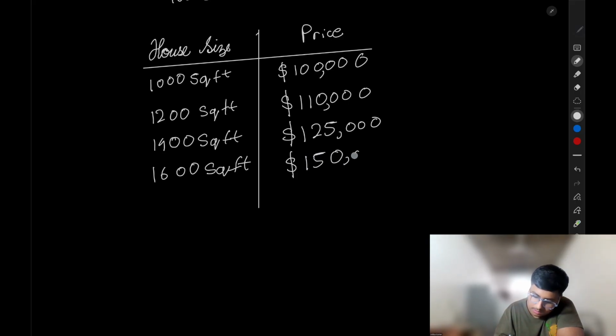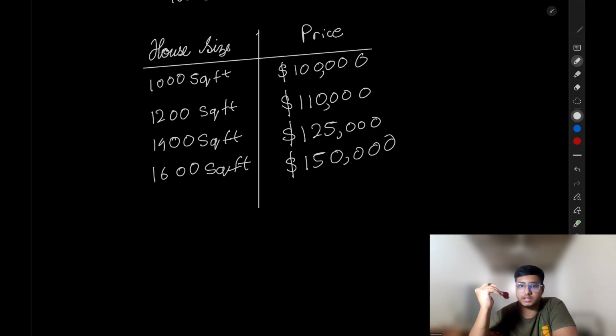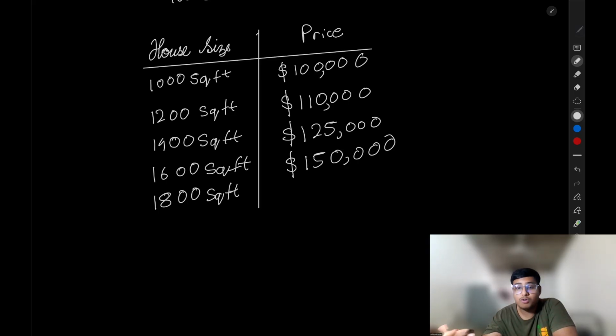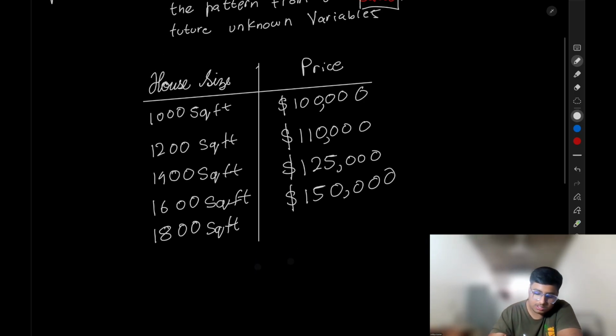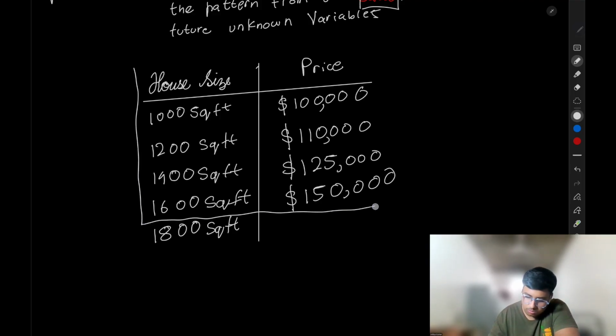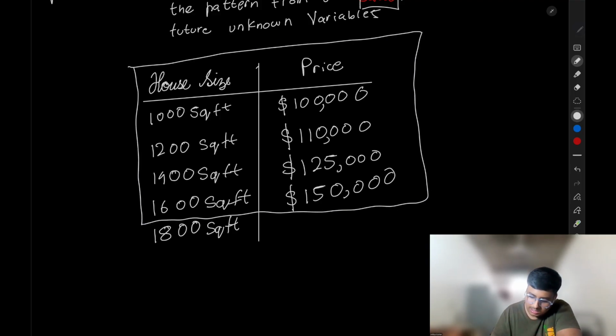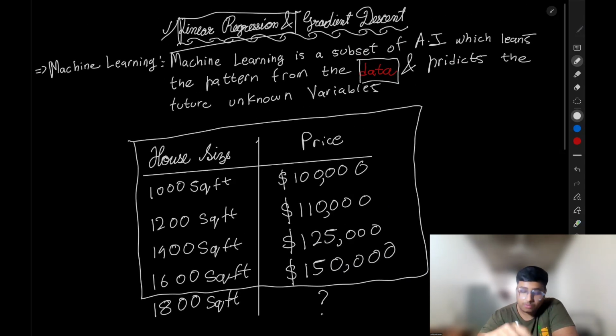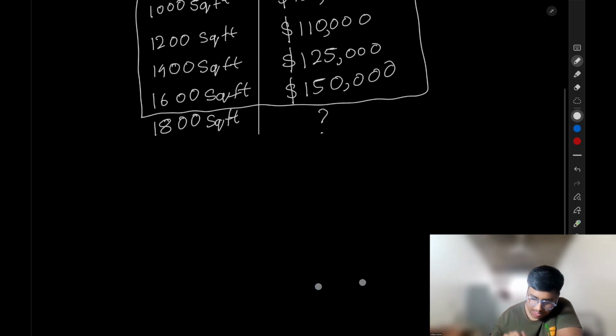As you can see, we have the data set. If we want to know what will be the price of an 1800 square feet house, we are not given the price. We have to predict the price. What will we do? We will apply machine learning on this data. This is the data we know. This is the data we want to predict. For starters, we are going to use linear regression on this data. So what is linear?